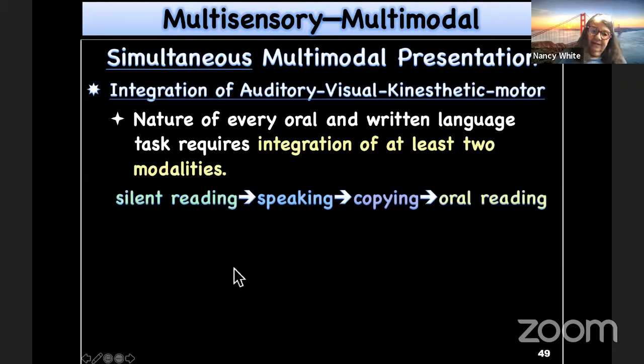And back to the silent reading, I didn't mention that there may be some kinesthetic motor there because some of our students do subvocalize. And even very skilled readers, if reading something in another language or something on a topic that's very difficult, it may well be that you're subvocalizing and using that kinesthetic motor. So in this case, it would be auditory to kinesthetic at the very least.